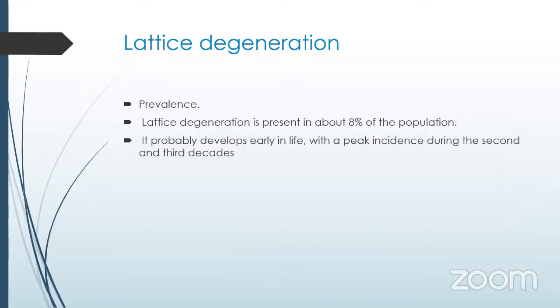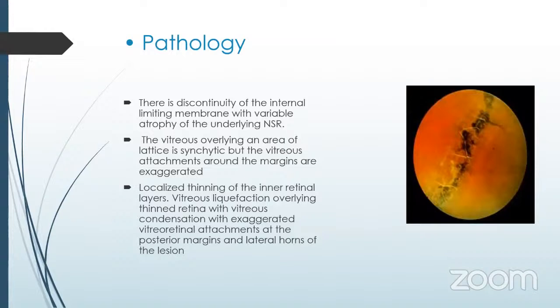First we'll look at lattice degeneration. The prevalence of lattice degeneration is up to 8% of the population, and it probably develops in early life, with a peak incidence during the second and third decade.